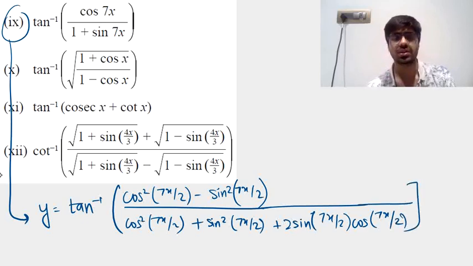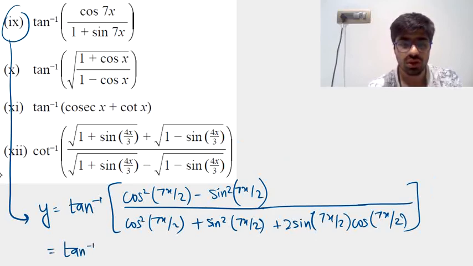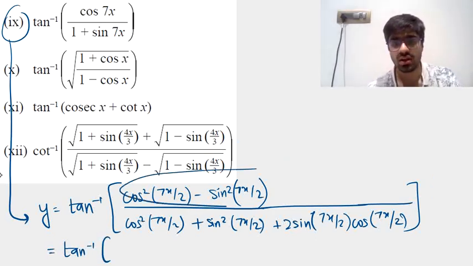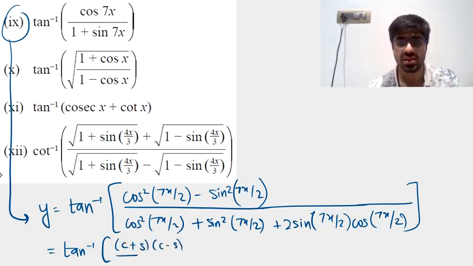All the terms are sine and cos terms and the angle is 7x by 2, right? So I'll just write it in short for a little more time. So this will be tan inverse of, see in the numerator it is cos square a minus sine square b. It's like a square minus b square, cos square 7x by 2 minus sine square 7x by 2. So that can be written as cos plus sine into cos minus sine, and the denominator, if you check, it's a square plus b square plus 2ab. It is cos plus sine the whole square.